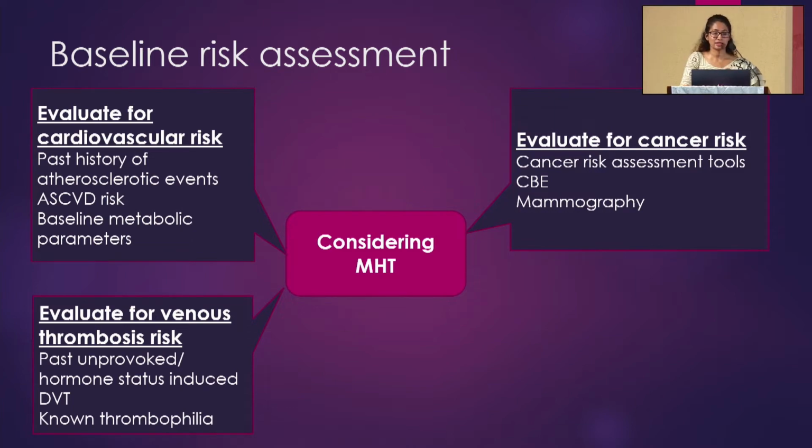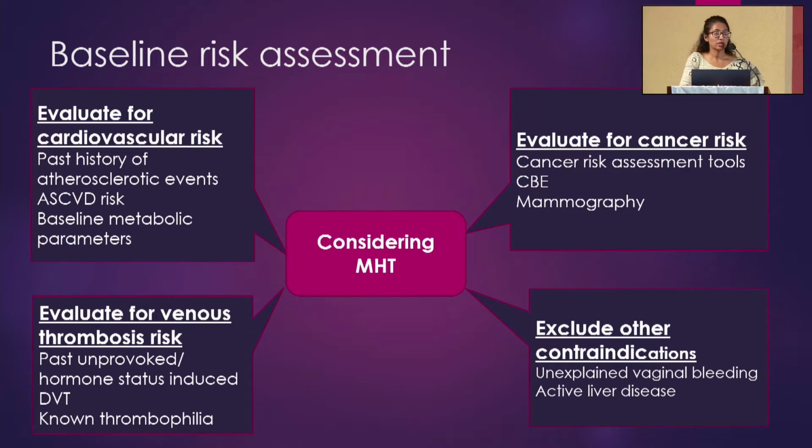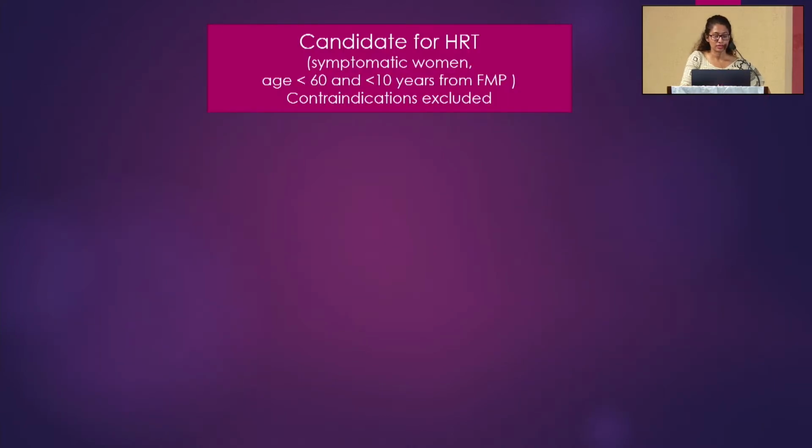So you should take this opportunity to assess the patient's cancer risk, and you have to exclude other contraindications like unexplained vaginal bleeding and active liver disease. So if your patient is a candidate for HRT, then if the patient does not have a uterus, you have the option of treating them with estrogen alone. And there also we have several dose ranges. We can treat with low dose or high dose, depending on the symptom severity.